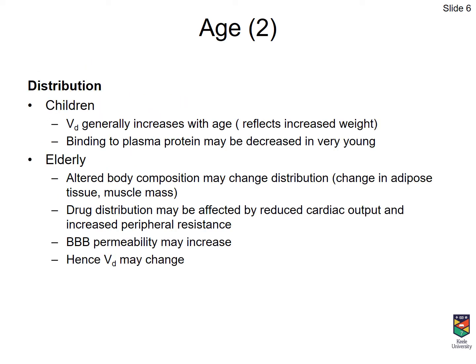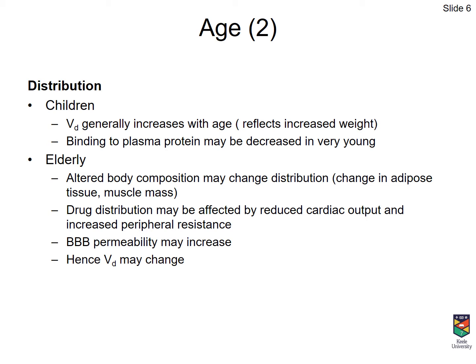The next factor we're going to look at is the effect of age on drug distribution. The most obvious effect is that children are smaller than adults. They have a lower weight, and unsurprisingly, as a result, the volume of distribution of many drugs increases as children get older. So when children are very young, the volume of distribution might be smaller. And obviously this is a concern, because if you give the same drug dose to a child as you give to an adult with a smaller volume of distribution, you potentially end up with a higher plasma concentration.